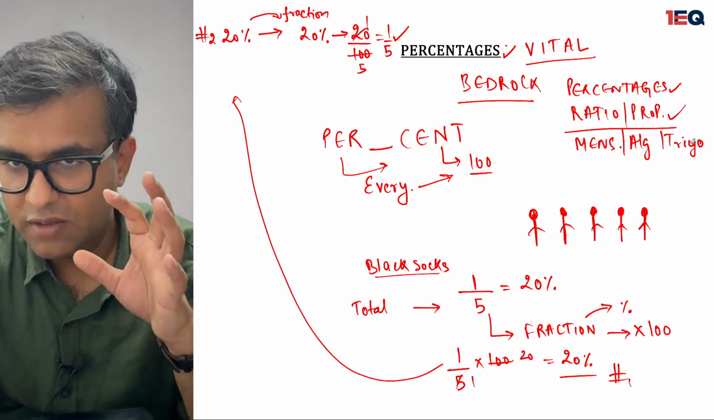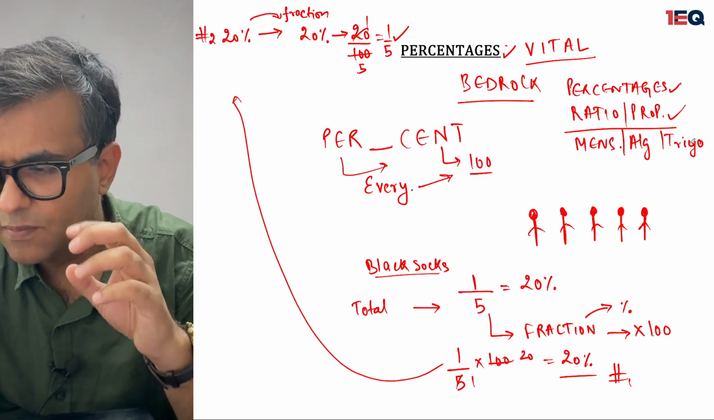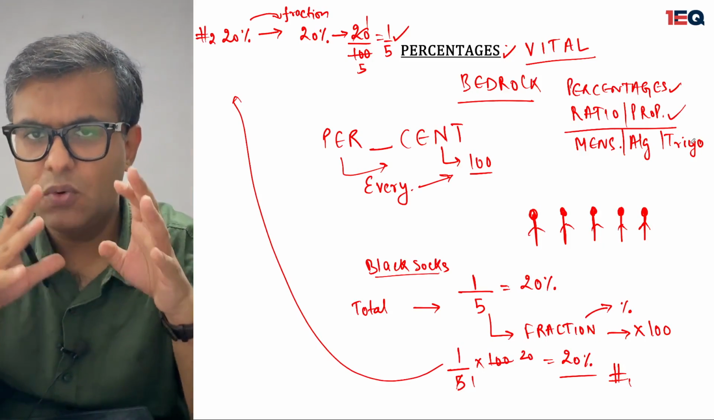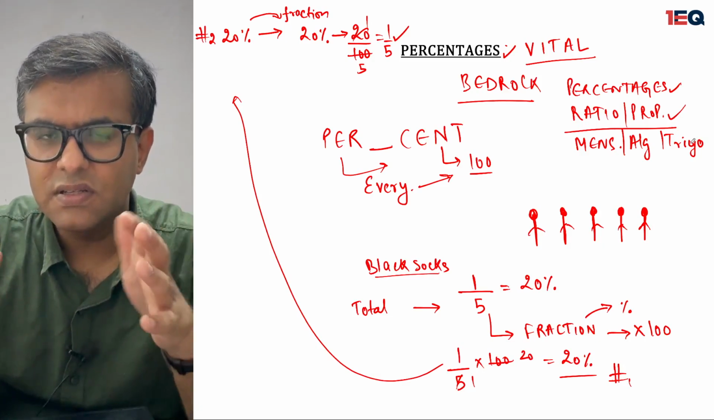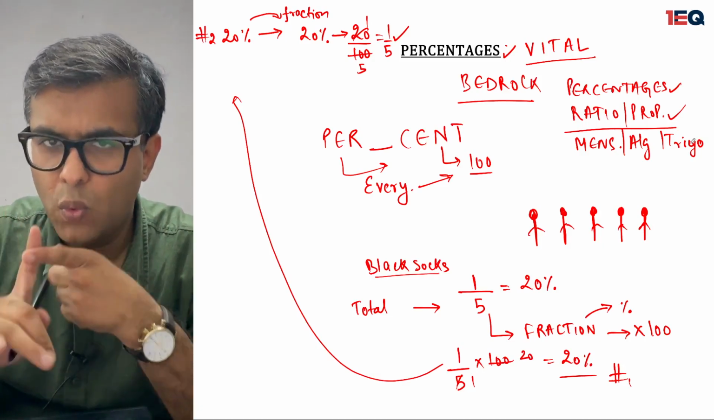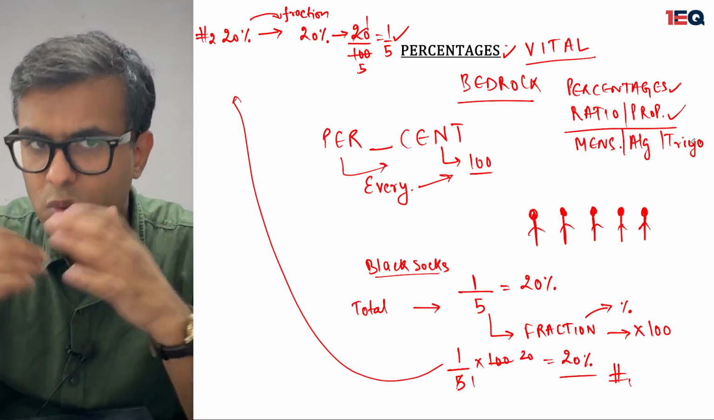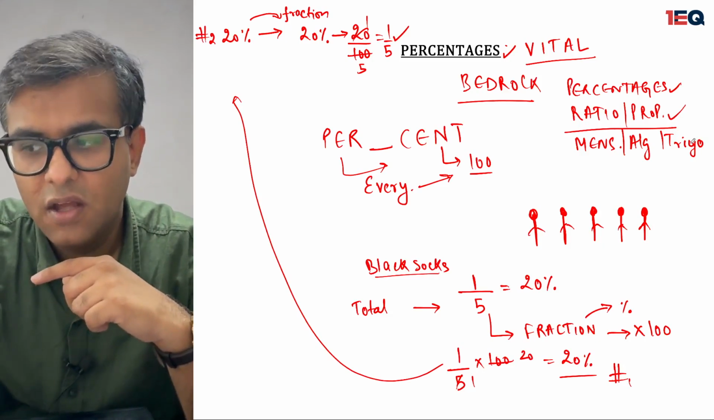So we will have to keep in mind the very rock solid foundation of percentages. The second thing is that per and cent when split comes out to be every 100. And I drew a small set of stick figures to help you understand when I talk about 1 out of 5. Let's assume I talk about 2 out of 5. So 2 out of 5 would give me 40%.